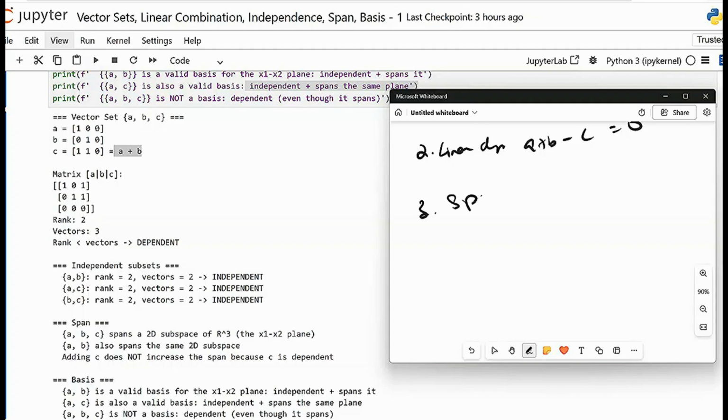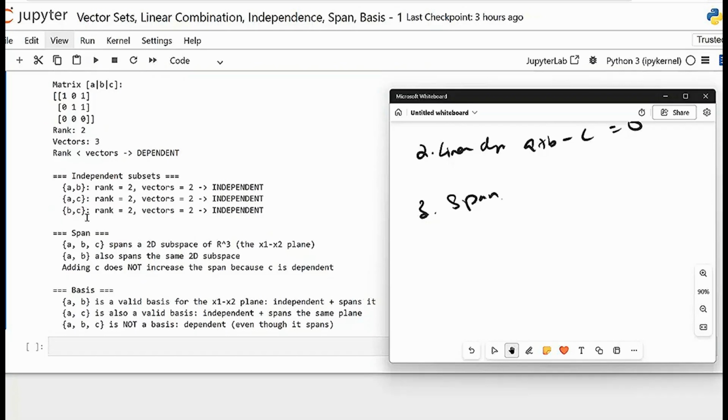Yes, it is all about span. So kindly just observe here, dear friends. All vectors lie in the x1 and x2 plane. So here, what would be the dimension? Yes, the dimension is 2.